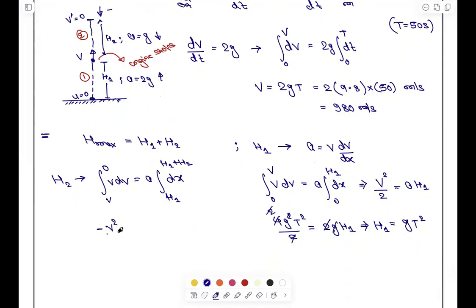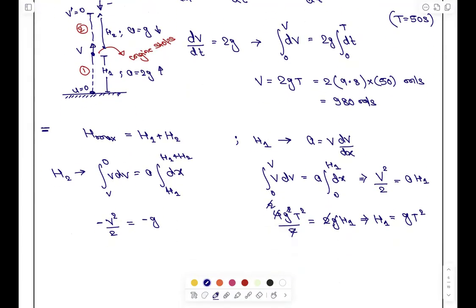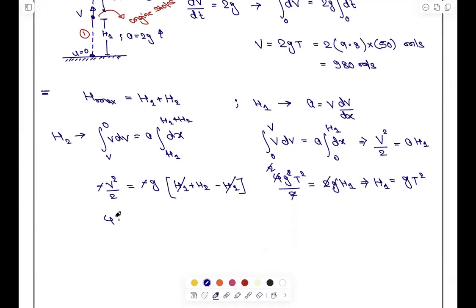So it will be minus v square by 2 on the integration side. And this a is what? Gravity, minus g. Why? Because upward direction we have taken positive, it is a vector, so downward is minus g. If you solve it, it will become h1 plus h2, put the limit, minus h1. So h1 cancels out, minus minus cancels out. Now v square is again 4g square t square by 2g into h2. From here we can understand that g will be cancelled out, and 2 will be cancelled out here. So h2 will be nothing but 2gt square.